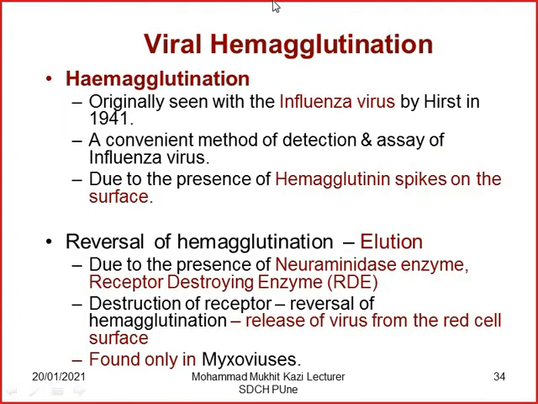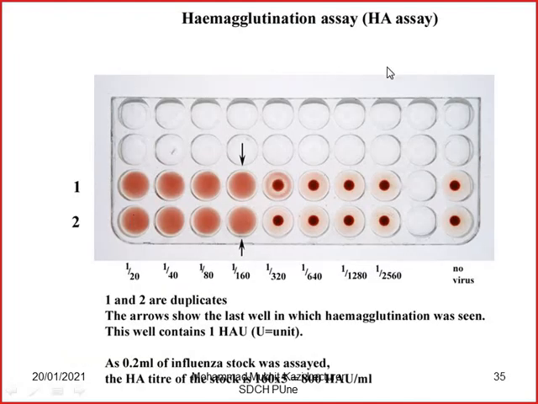This is an important test in the classification of viruses as well as the diagnosis of viruses. Viral hemagglutination is the ability of the virus to agglutinate the heme, that is RBCs, and that can be used as one of the methods to detect the viruses. This is how they perform the hemagglutination assay.